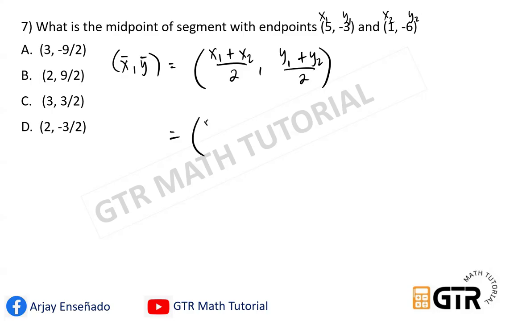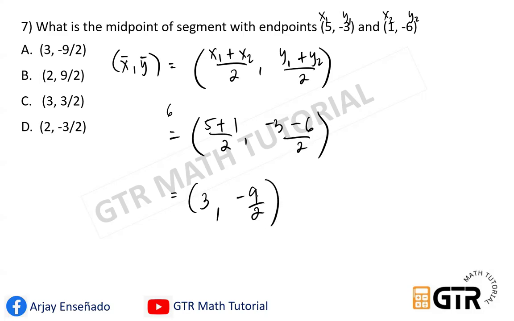So we have 5 plus 1 divided by 2. And then the other, we have negative 3 plus negative 6 divided by 2. Simplify: 5 plus 1 is equal to 6, divided by 2, we have 3. Negative 3 minus 6, so we have negative 9 over 2. Okay, it's already in the choices. The correct answer is letter A, 3, negative 9 over 2.